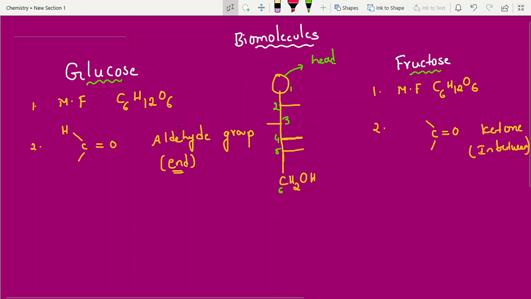Those who find carbohydrates difficult, after seeing this video, definitely you will feel it is easy, because of this shortcut. What is the shortcut I have given here? First look into the glucose molecular formula C6H12O6; even the fructose molecular formula is also C6H12O6. But what is the difference here? Here is the aldehyde group. Here, what is it, students? Ketone group, right? The aldehyde is always at the end, but the ketone you will get in between.